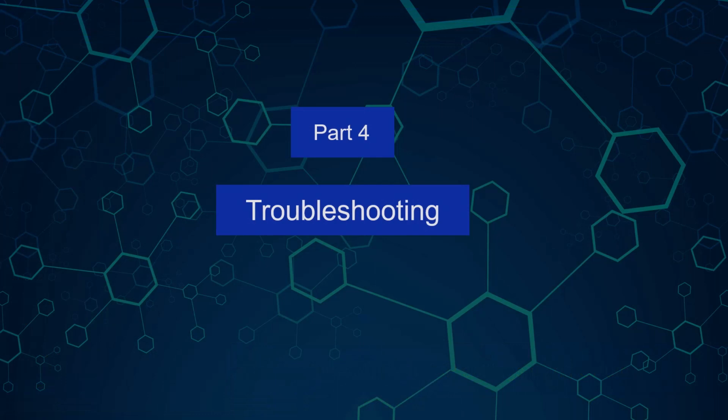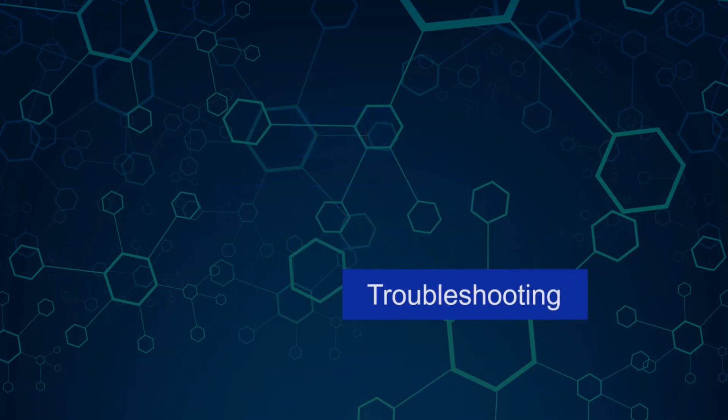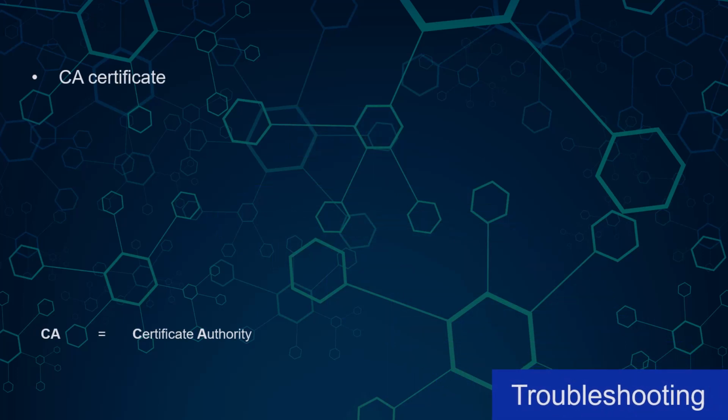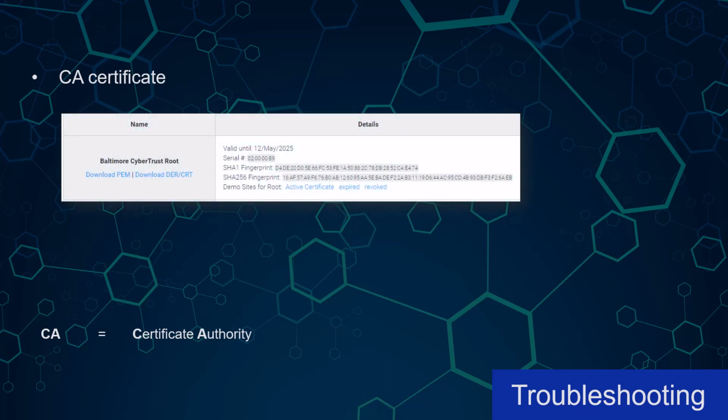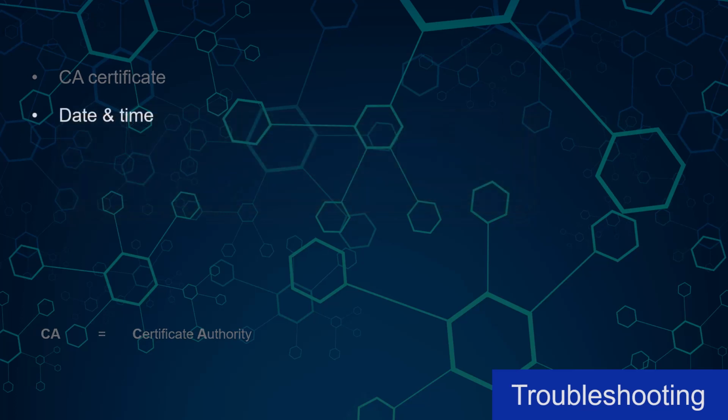And now, welcome to the troubleshooting section. If you experienced any problems, I recommend you check that the correct CA certificate was installed and has not expired. The one I downloaded earlier was the Baltimore CyberTrust Root Certificate from DigiCert. There is a link to this page in the description. I also recommend that you check your Brother device's date and time. I have posted a link on the screen to another video where I explain how to do this.